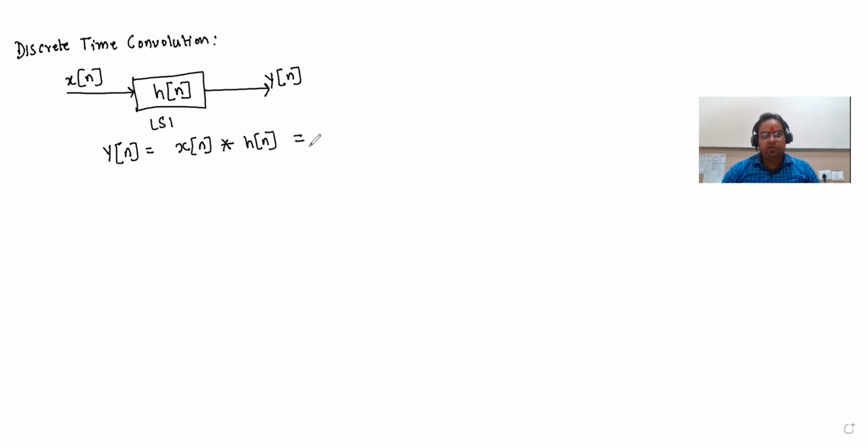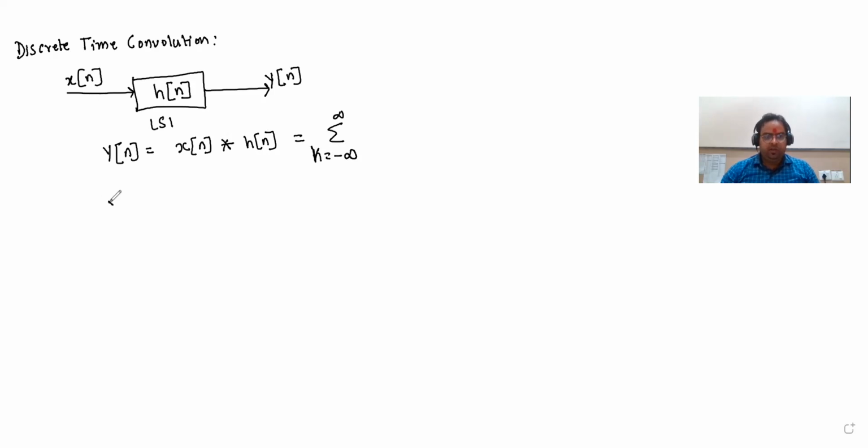Now, in the discrete sense, what happens is, we know that the integration becomes summation. The limits were over tau. Here we define another parameter, that is k, and k varies from minus infinity to plus infinity. The tau was varying from minus infinity to infinity.